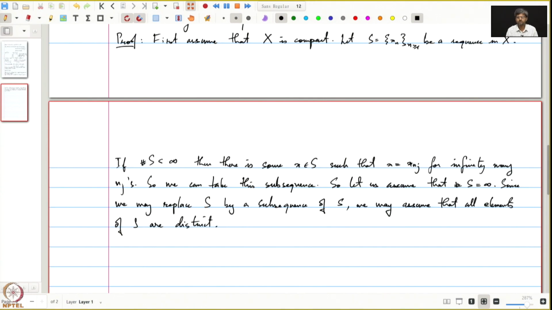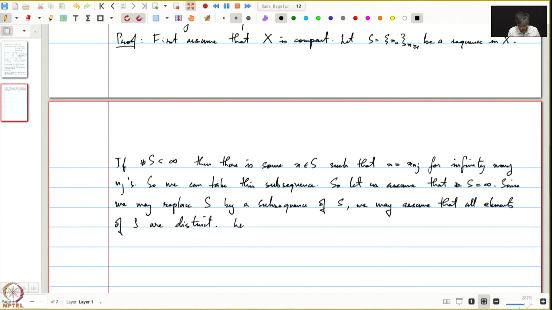Yeah. So the cardinality of S is infinite, so therefore we can find a subset which is infinite and each member of that subsequence is different. So if you can find a subsequence of this subsequence which converges, then we would have found a subsequence of S which converges. So we can assume this.